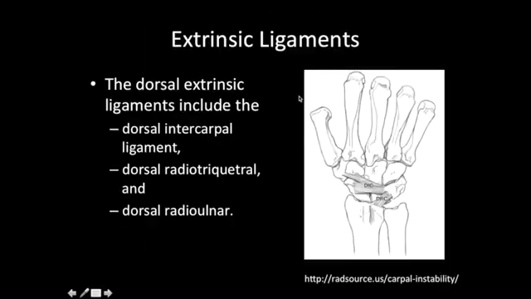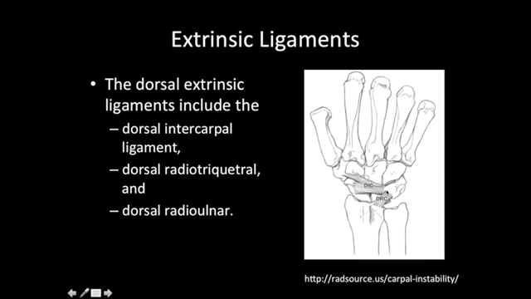The dorsal extrinsic ligaments include the dorsal intercarpal ligament, as well as the dorsal radiotriquetral ligament and the dorsal distal radioulnar ligament. We discussed the dorsal distal radioulnar ligament when we covered the TFCC. So let's concentrate on the other two. Along the dorsal medial aspect of the distal radius, we will find a ligament traveling from the radius to the triquetrum, which is known as the dorsal radiotriquetral ligament.